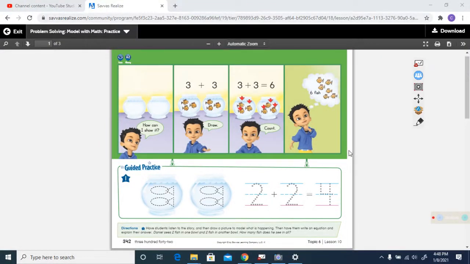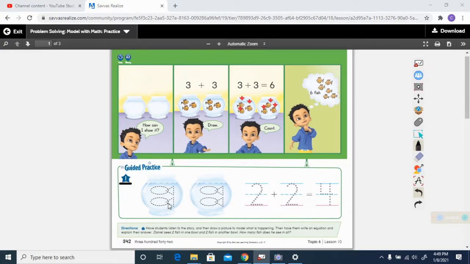Hello, boys and girls. We are getting ready to do our math practice pages. Let's look here at number 1 for a minute. Here is our math story. Daniel sees 2 fish in one bowl and 2 fish in another bowl. How many fish does he see in all?